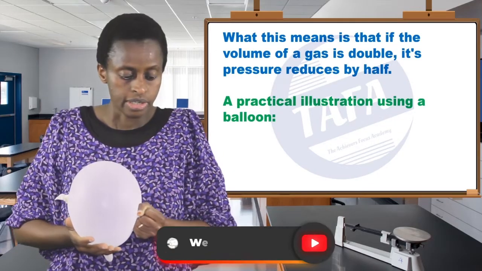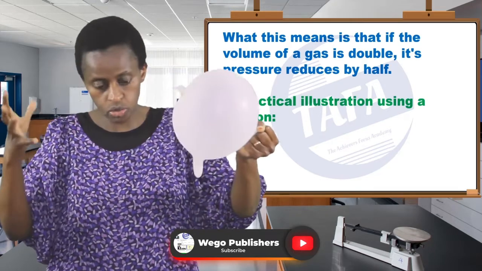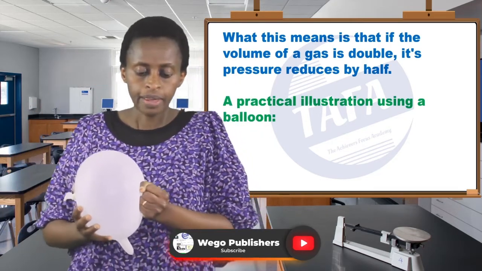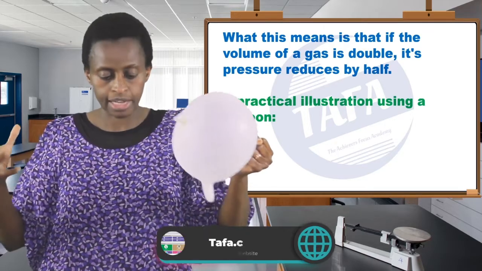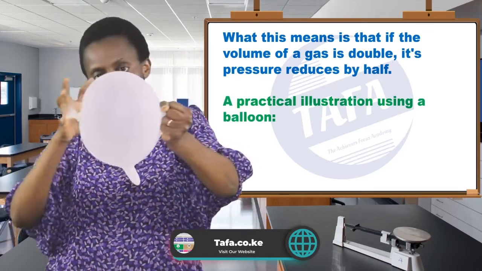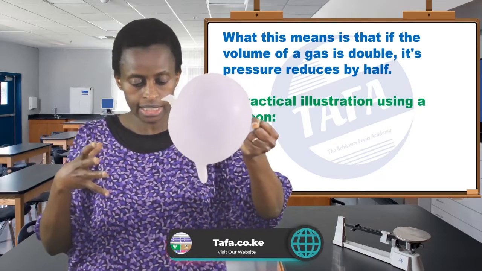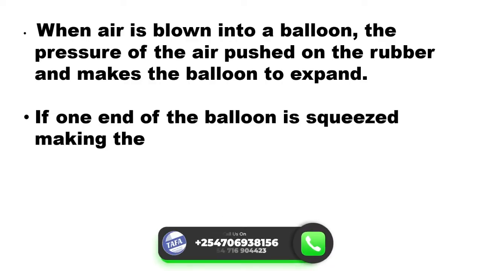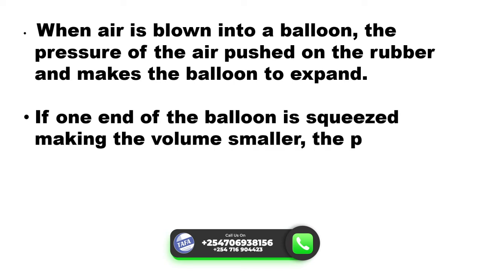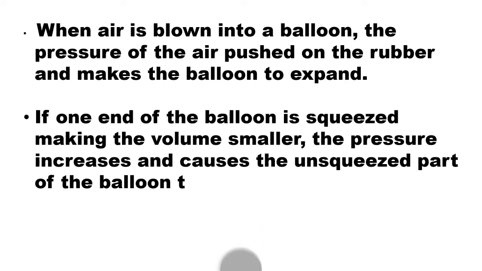This balloon has air which has been blown into it, and so it has been inflated. The pressure pushes the rubber and makes the balloon expand. As you can see, it has expanded to a big extent. If one end of the balloon is squeezed, it makes the volume smaller and the pressure increases and causes the unsqueezed part of the balloon to expand out.